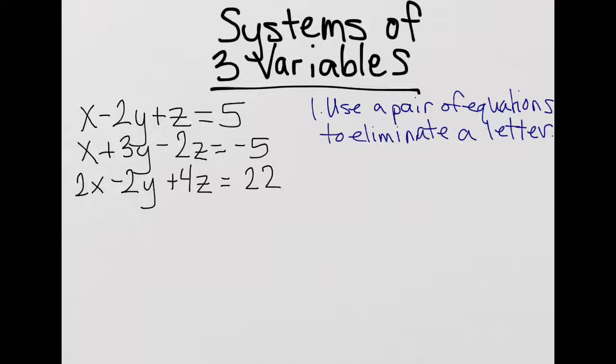z. So we're going to take these two equations, that's our pair of equations, and we are going to multiply one of them by something so that when we add the two equations together, the z's will cancel. It looks like for the top equation, I'm going to multiply that by 2. So let's times that by 2. So we will get for our new equation, 2x minus 4y plus 2z is equal to 10.